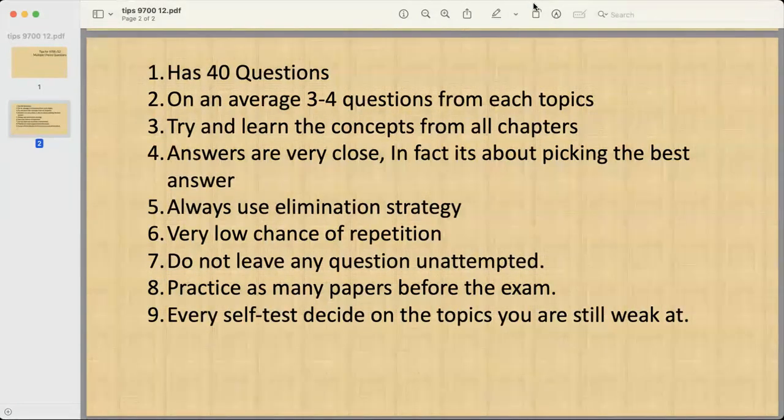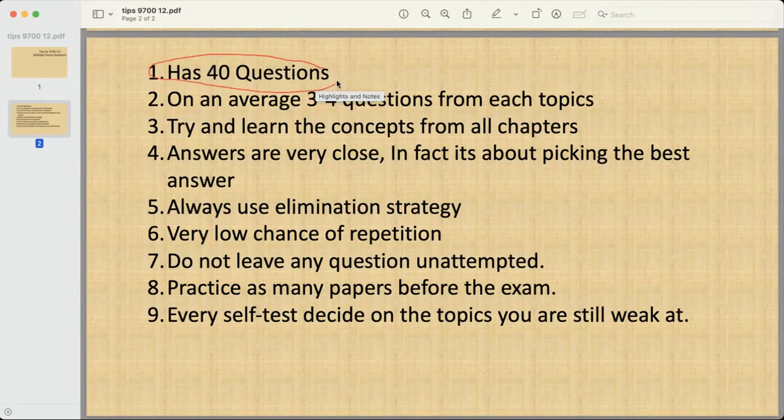I know everybody would have already been preparing for the exam, so this is something most of you would already know. The exam paper, 970012, is the multiple choice paper for A-level biology. That paper has 40 questions. If you remember, we have about 11 chapters, or basically 11 units. Out of the 11 chapters, we have 40 questions. So on average, we have about 3 to 4 questions from each of the topics.